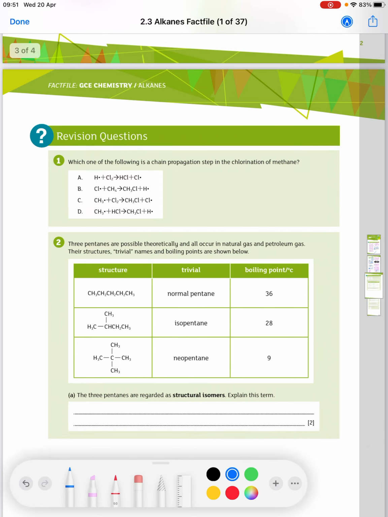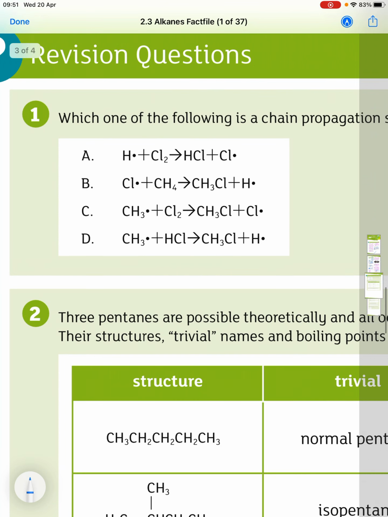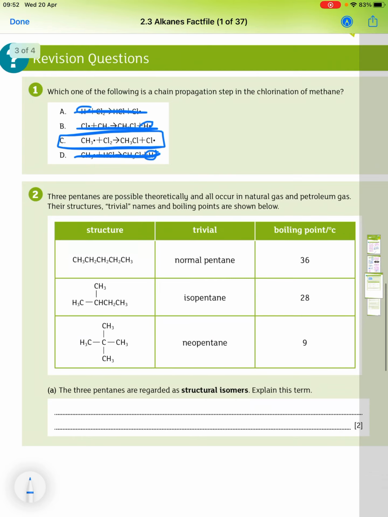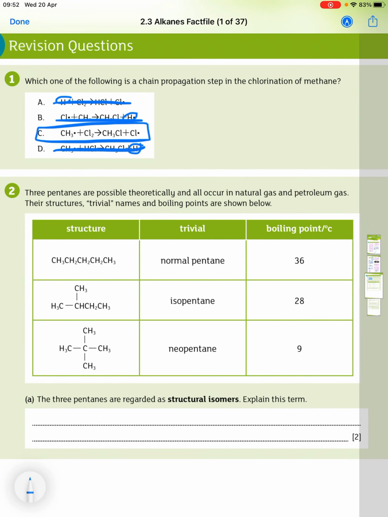These are the answers for Fact File 2.3 Alkanes. Question 1. Which of the following is a chain propagation step in the chlorination of methane? Just looking at these equations, it's fairly easy to rule some out because we haven't seen any of these hydrogen radicals that appear in these three in any of the equations. So those are definitely not correct. So it is C.